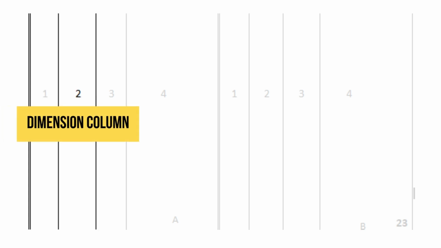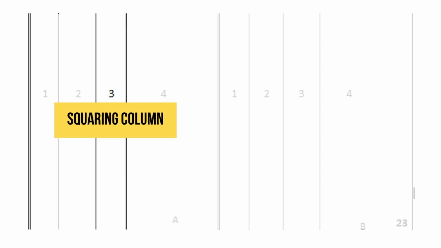And then the next column is the dimension column, and it is used to record measurements as scaled from drawings or taken directly from site measurements. It typically includes length, width, height, or other relevant dimensions required to calculate the quantities of work. The third column is the squaring column, and it is used to record the final calculated quantity based on the measurements entered in column 1 and column 2.